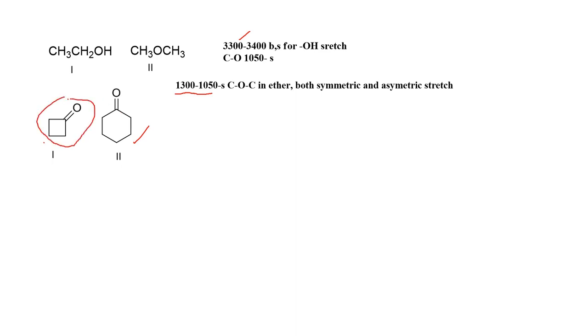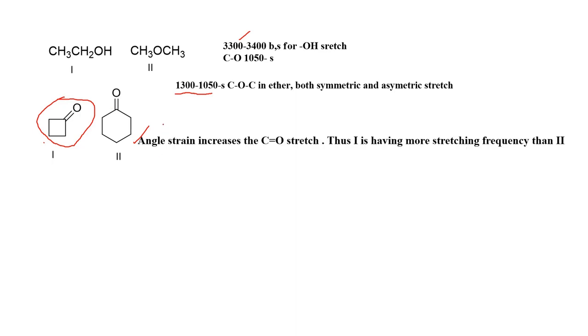It is cyclobutanone, a strained molecule. It will have greater frequency than cyclohexanone. That is how cyclohexanone and cyclobutanone can be distinguished. Angle strain increases the C=O stretch in cyclobutanone compared to cyclohexanone. Thus, one has a higher stretching frequency than two.